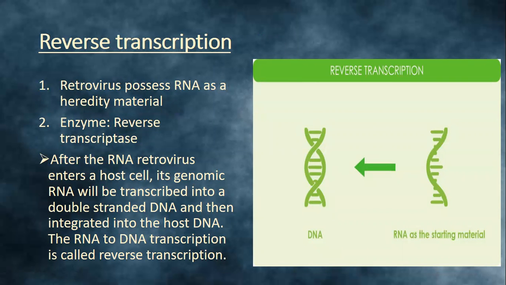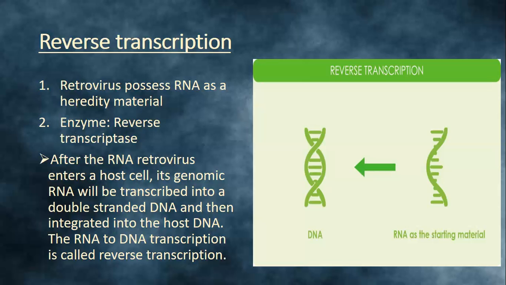Now we will discuss reverse transcription. Reverse transcription is a special type of transcription. In this process, DNA is synthesized from single-stranded RNA. As we have studied, retroviruses, which contain RNA as hereditary material, also contain a special type of enzyme called reverse transcriptase, and this enzyme plays a role in converting single-stranded RNA into double-stranded DNA.